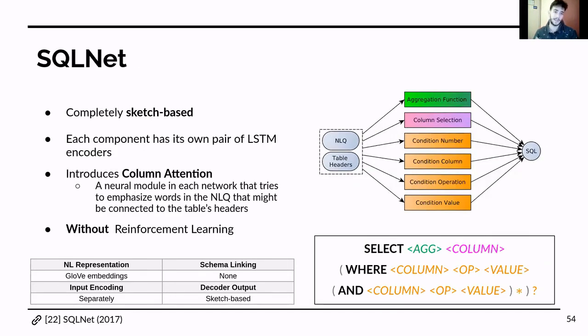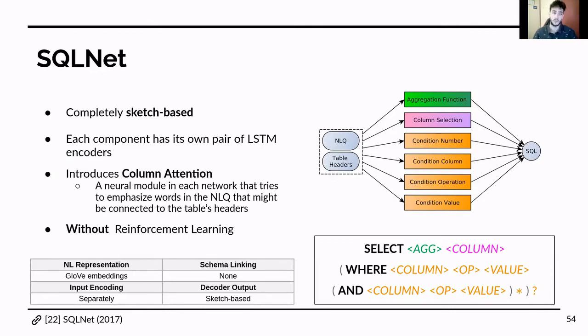And to tackle this exact problem, SQLNet was proposed, along with the sketch that you can see here on the bottom right. What it achieved with this sketch is to have a completely sketch-based decoder and to avoid all the drawbacks that we saw earlier. The way it achieved this is by splitting the network that was responsible for predicting the where clause into four different subnetworks that are responsible for different parts of the where clause.